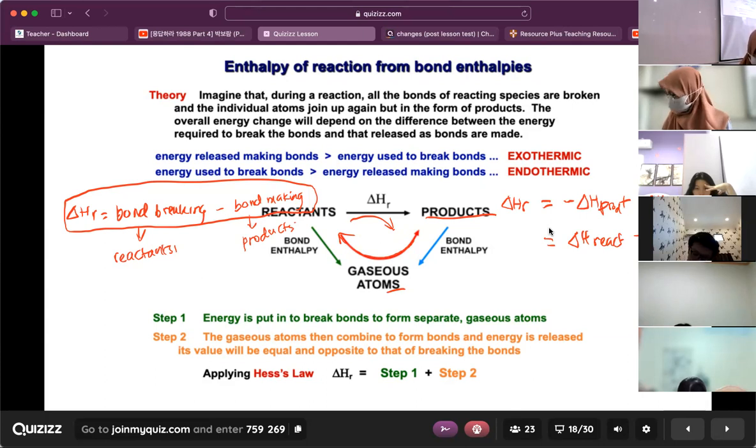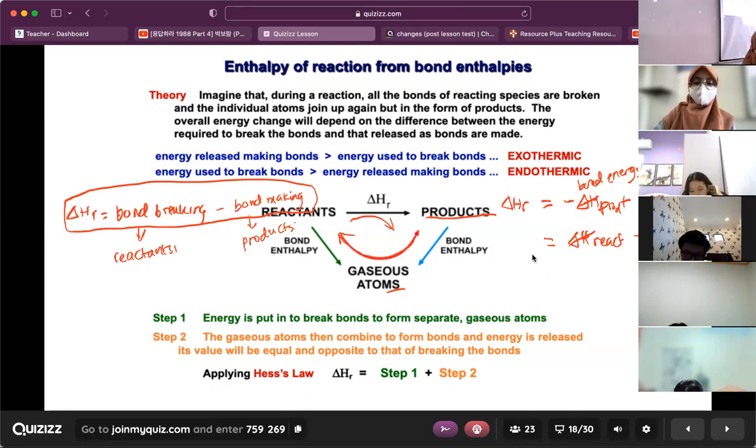Sorry, it's not delta H, it's bond energy. Bond energy. This one is also bond energy. Okay. So that's why delta HR is the bond energy of the reactants minus the bond energy of the product.